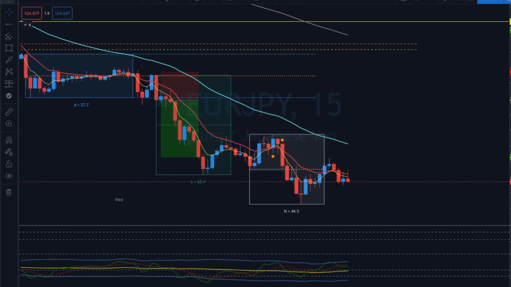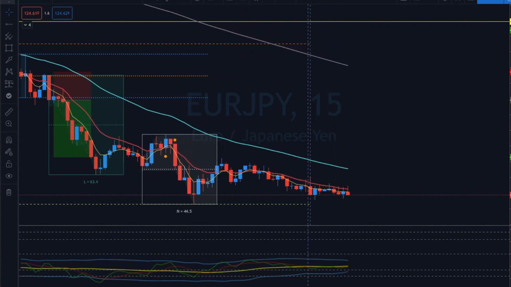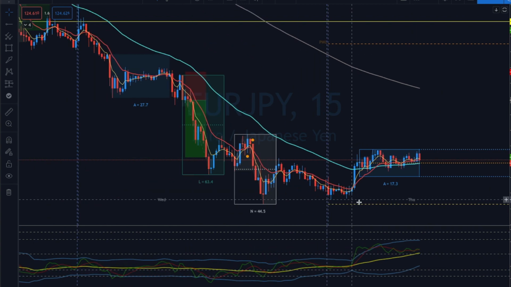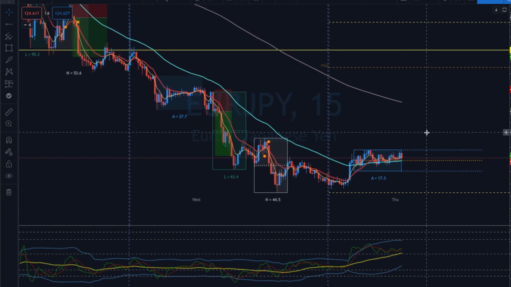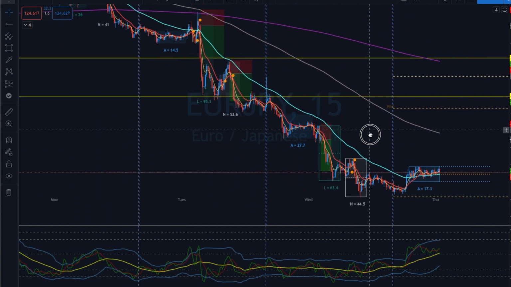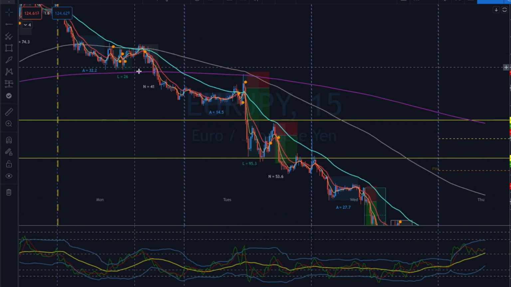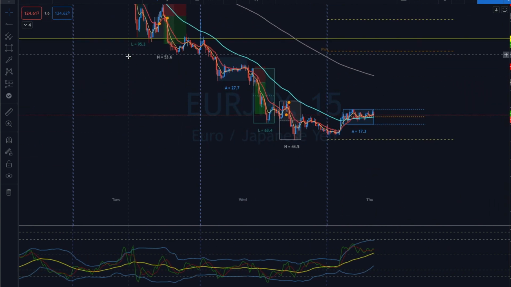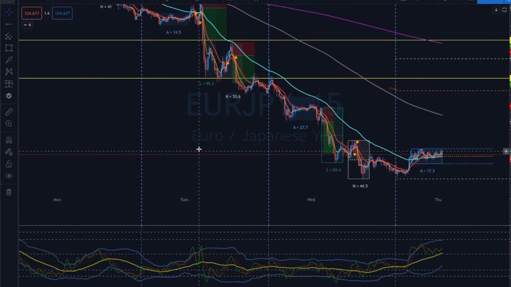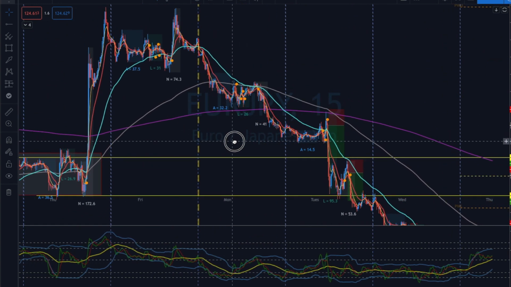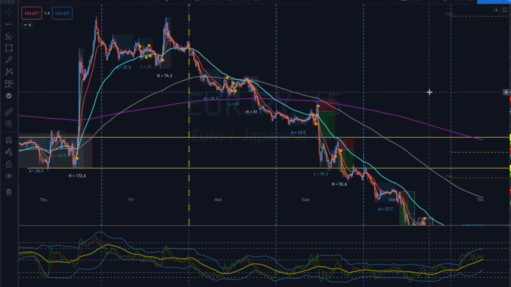All right, so let's go to the next day. Now I want you to look at what's happening here. This is Thursday now. We've basically gone down pretty much. Take a look at the week so far. Monday, Tuesday, Wednesday, we've had basically a directional bias for 3 days. So start thinking about this.